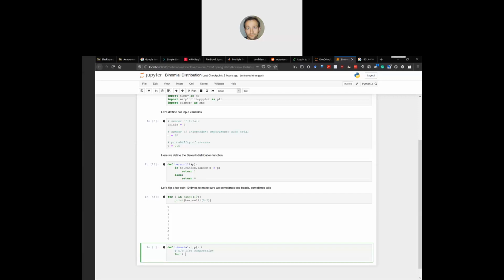So one way we could do this is for i in range n. Well, first we need to define a list where we're going to keep track of all the successes. And we're going to do our trial n times. Just making it super explicit.